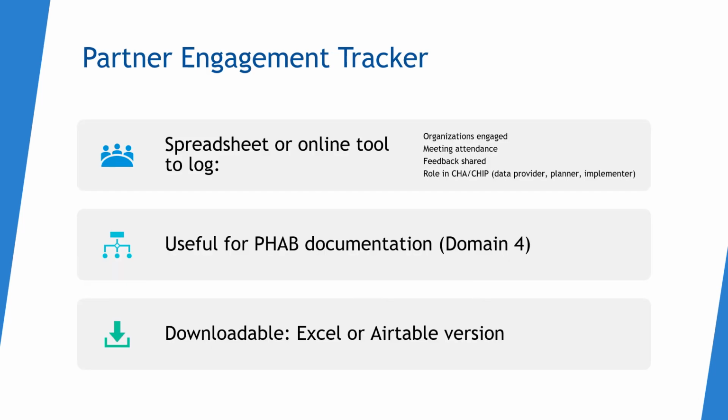So tracking who's involved in your CHA-CHIP process is critical, especially when it comes to equity and documentation. The Partner Engagement Tracker helps you monitor who's attending meetings, record organizations represented across assessments, identify underrepresented voices and target outreach, and track engagement across time to sustain involvement. This tool also supports FAB domains 4 and 5 by providing a clear record of meaningful multi-sectoral participation.